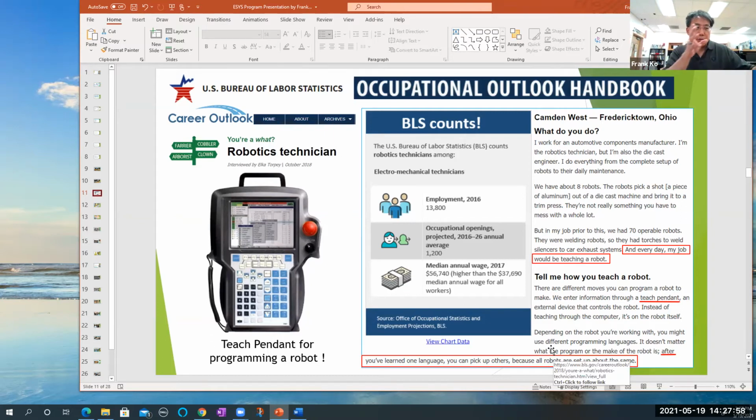And some people have asked, okay, well, there's different kinds of robots. There's FANUC robots, there's other types of robots. What is the learning curve? The learning curve is very simple. If you can control one type of robot, you can control most of them, because they all work very similarly to each other.